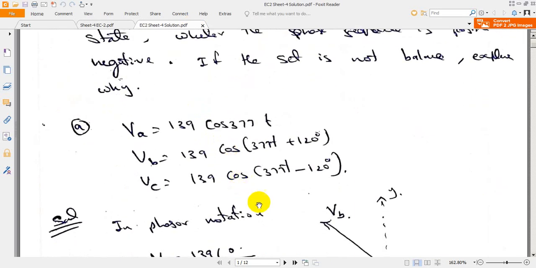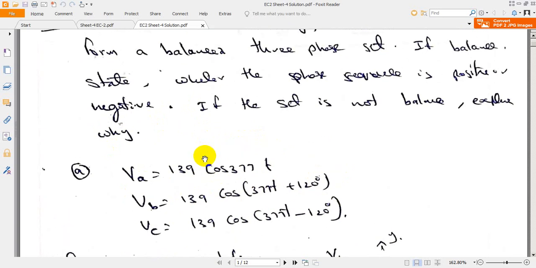the first set of equations we have: VA is equal to 139 cos 377, VB is equal to 139 cos 377 with a phase difference of plus 120, and then VC with a magnitude of 139 cos 377 with a phase difference of minus 120. If we observe, the magnitude of all the three phases are same. When magnitude is same, we say that the system is balanced.